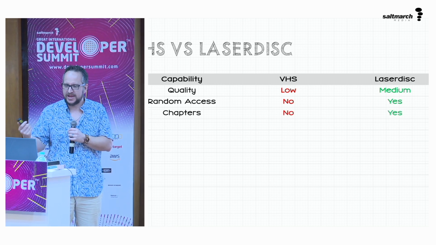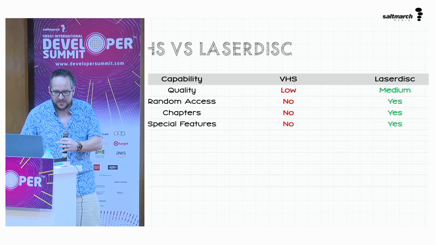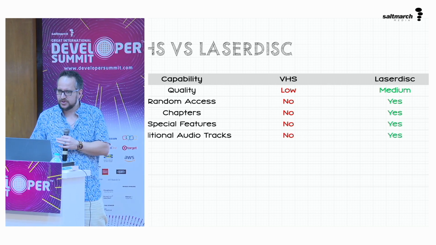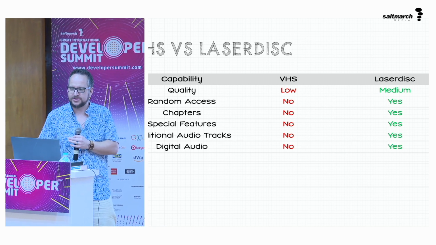You had chapters. You had special features, making of, behind the scenes, things like that they could put on there as well. You had additional audio tracks. You could get it in different languages. You had digital audio if that was something that was important to you. You had all the interactive menus. You had a lot of the things that DVD gave us.